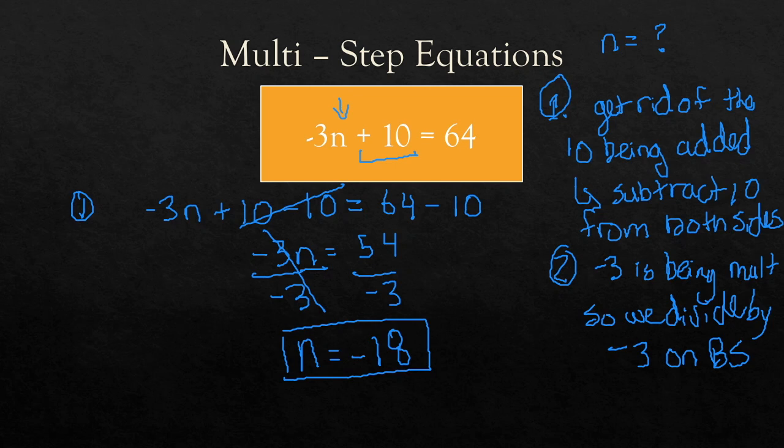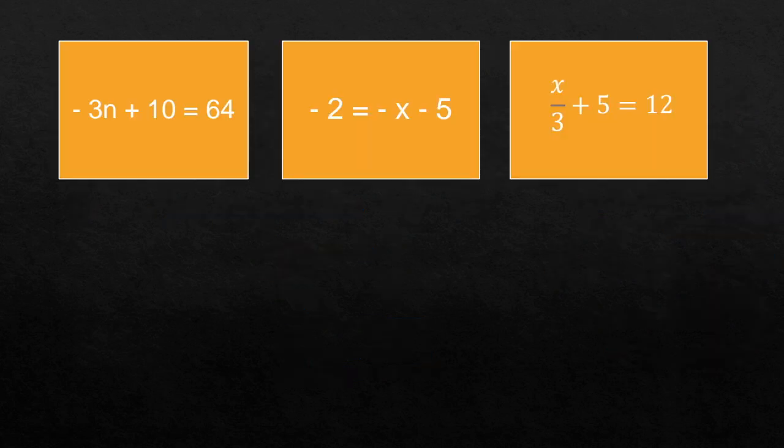Okay, so we're going to do these individually, but I have all three up on one slide because it's just easier. So let's look at this example. Oh no, we just did this one. Let's look at this one then. So we have negative 2 is equal to negative x minus 5.